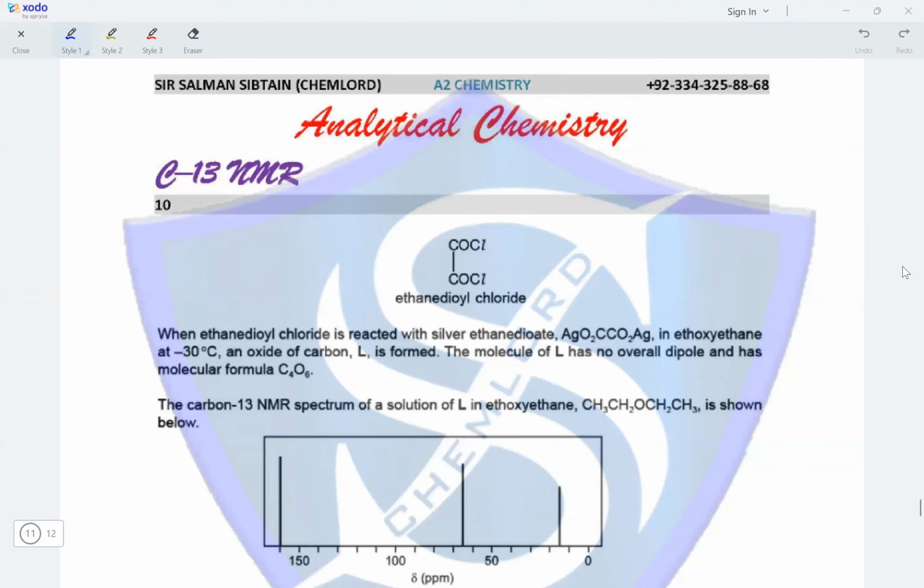Okay, so we've got a peak in the range of 0 to 50, and this is at 15. The other peak would be in the range of 50 to 60, and it is at 65. And the third peak would be in the range of 100 to 160. This would be 160. So we have the chemical shift values for the three peaks in parts per million identified.